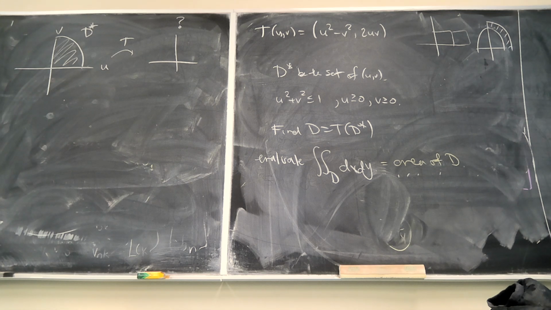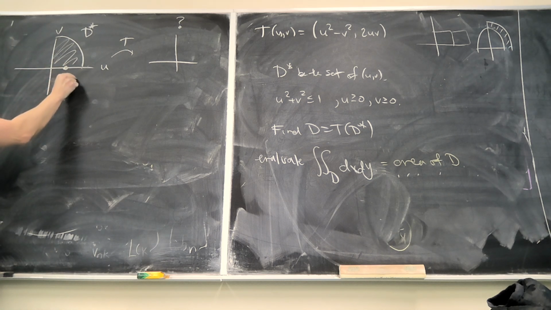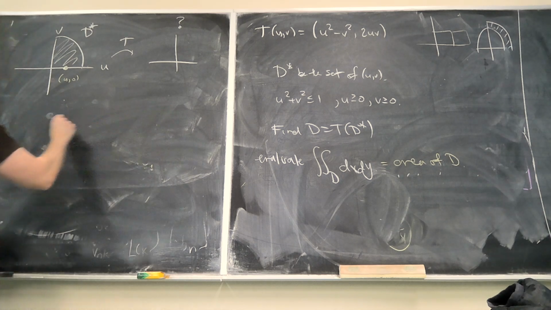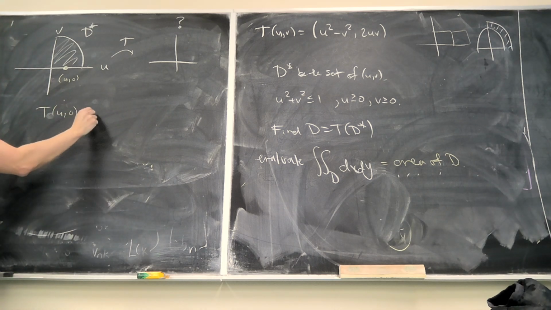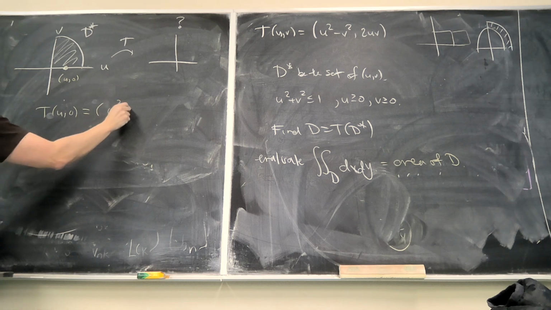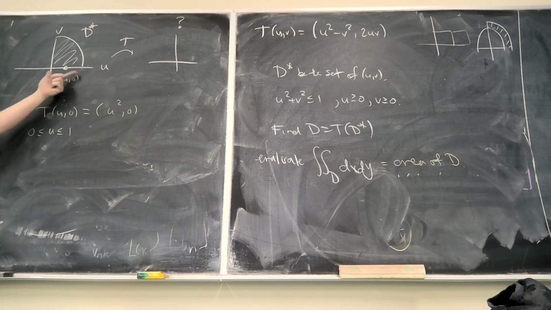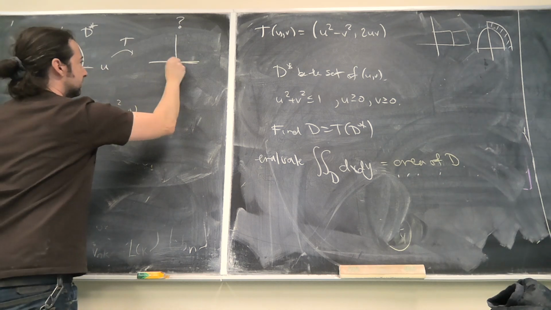Well, maybe we can figure out what it does to the edges. That's a good thing. Maybe the outside of the region will still stay the outside. The border is going to stay the border. So we can just track what happens to the edges. Every point on this edge has the form (u, 0). And if you remember from last time, T of (u, 0) is equal to (u squared, 0), where the u values travel between 0 and 1, because that's where the u's are allowed to be on this line segment. So this line segment turns into this line segment.